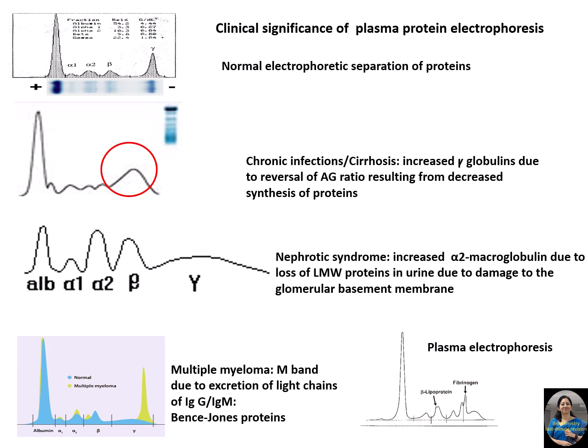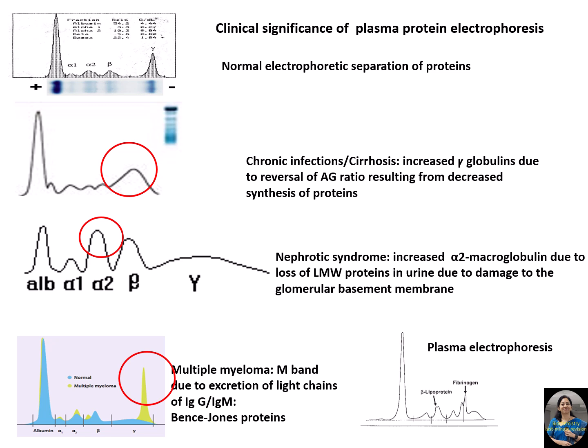So next is nephrotic syndrome, characterized by increased alpha 2 macroglobulin. This is because of loss of all low molecular weight substances in urine due to damage to the renal glomerular basement membrane. Next, electrophoretic separation is of great use in multiple myeloma, where we get to appreciate the M band in the gamma region. Now this M band is due to excretion of Bence Jones proteins, which are light chains of immunoglobulin, either IgG or IgM.